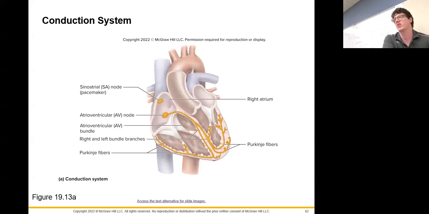So say we need to tell our heart to beat. We're going to start telling our heart to beat right here at what we call the SA node. This is the sinoatrial node, where sino is above, and atrial tells us we're in the atrium. This is a little cluster of cardiac muscle cells at the top of your right atrium. These are going to send out a signal that says, hey, contract. They're going to do this because they leak, but they leak at a very particular rate.